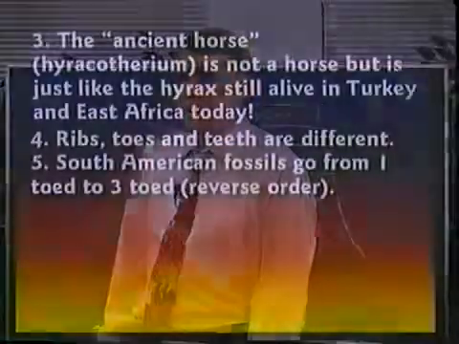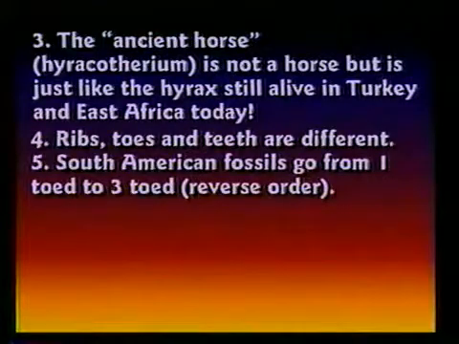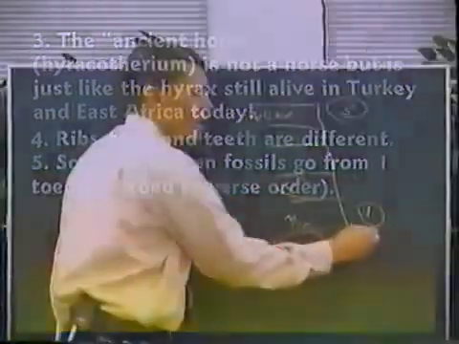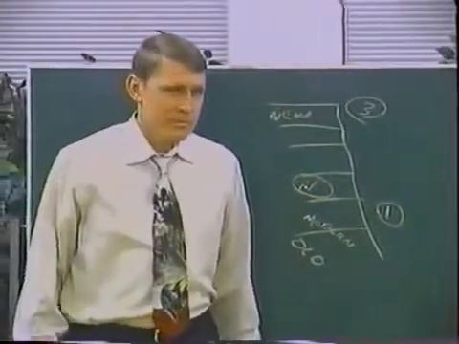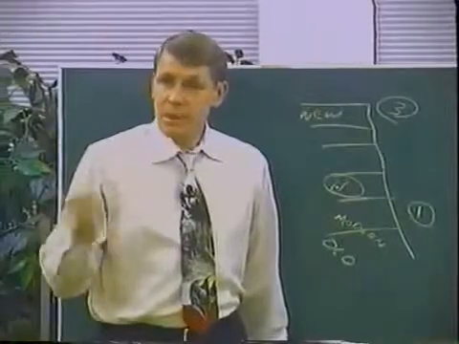Fifthly, down in South America, when they find the fossils, the three-toed horses are on top, the one-toed horses are on the bottom. Absolutely reverse order from what is predicted by the theory.